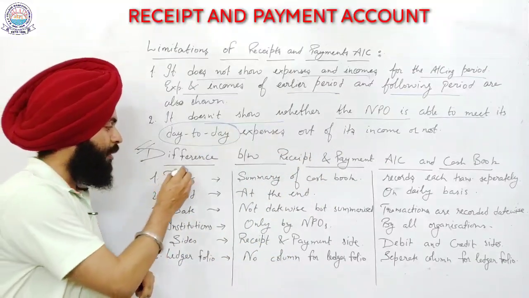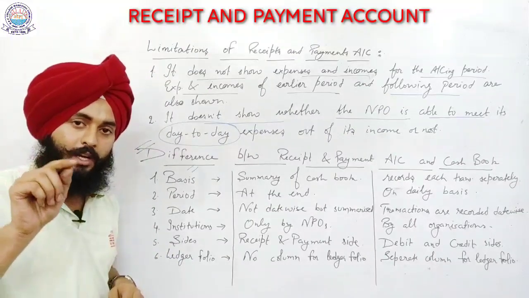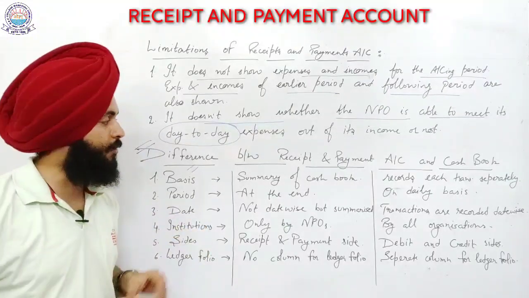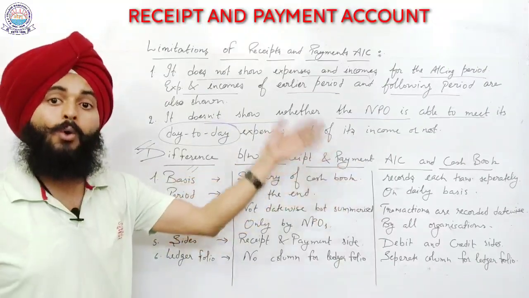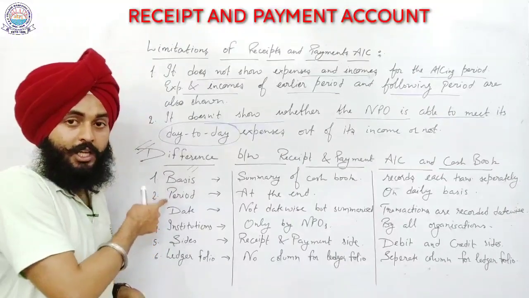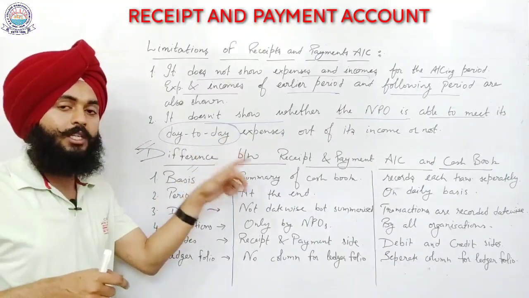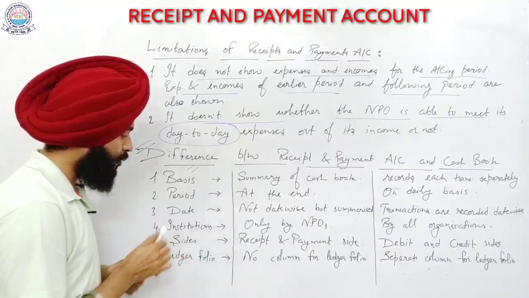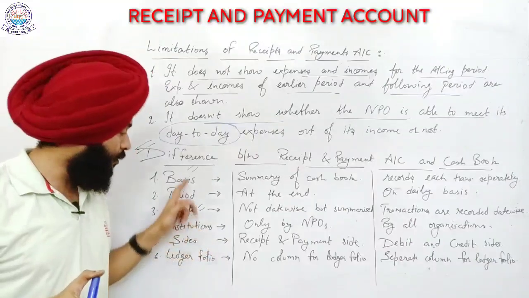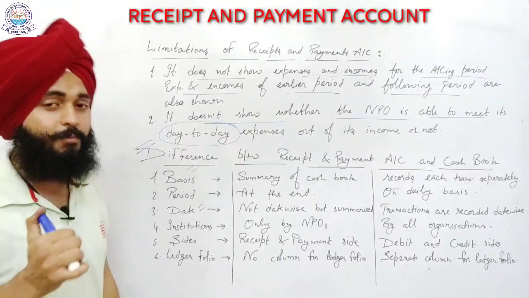The main thing is, please note down the headings, remember the headings also. Whenever a 1 mark question comes in the examination, they will ask you to differentiate between the receipt and payment account and the cash book on the basis of something, and they will tell you the basis. Suppose they write: differentiate the receipt and payment account from the cash book on the basis of date. Then it is mandatory that we talk about only date, not anything else. So these are very important for you.